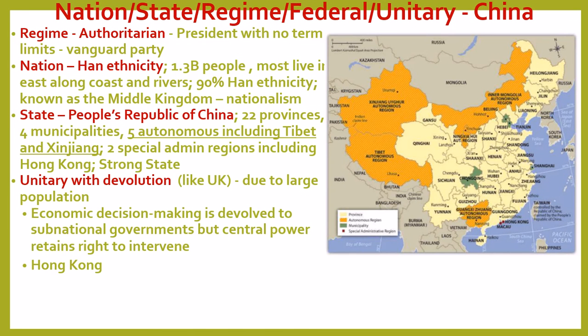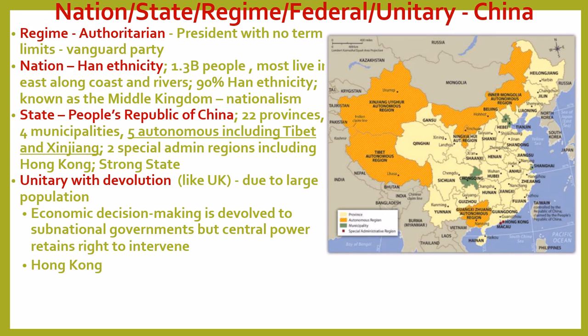Okay. Now let's go to China. China is an authoritarian regime. There are no presidential term limits, evidencing the authoritarianism. The Chinese Communist Party is definitively a vanguard party, which means that they operate in what is technically the best interest of the people, not according to what the people want. So, an authoritarian regime. The nation is made up mostly of Han. It's an ethnic group, and most live along the east coast of China. 90% of China is Han.